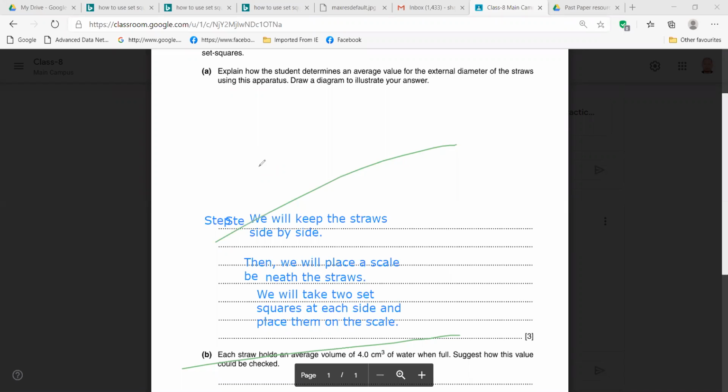So finally, we have to take the average of the readings to find the diameter of each of the straws.